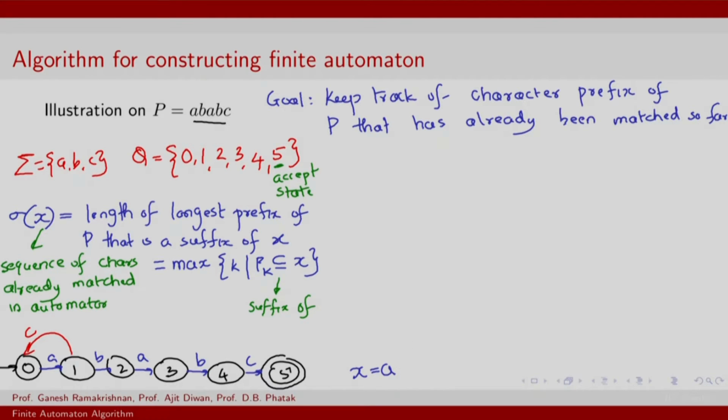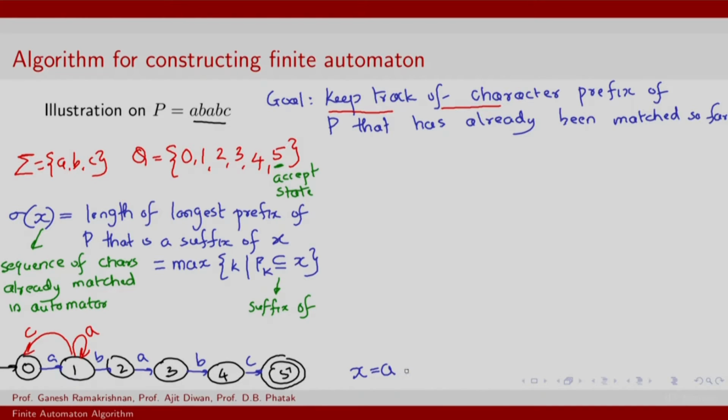So, when I see a C, I am going to move back to 0. What if I see an A instead of C? AA. What is the length of the longest prefix of P that is a suffix of AA? Well, it's just 1. So on seeing another A, I'm going to loop back. So please note, we are already provisioning for keeping track of character prefix of P that has already been matched so far.